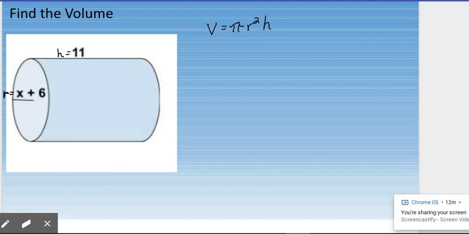Now, this one does get missed a lot, and it's usually because of the r squared part. So I have pi, r is x plus 6, so I have x plus 6 squared, and then times 11. And I need to focus on getting this part done. Now, the common error is that we don't execute this correctly. x plus 6 squared really means x plus 6 times x plus 6, guys.